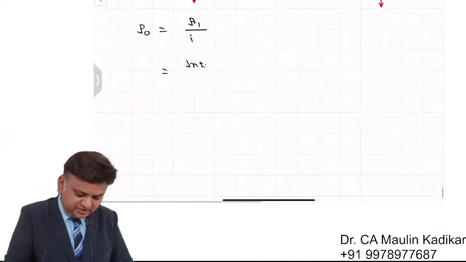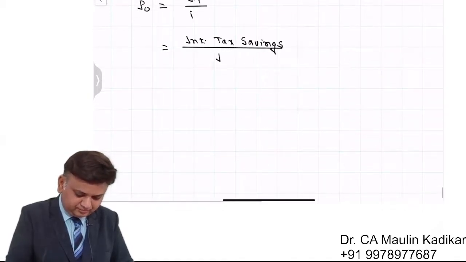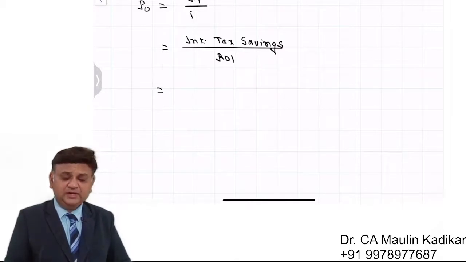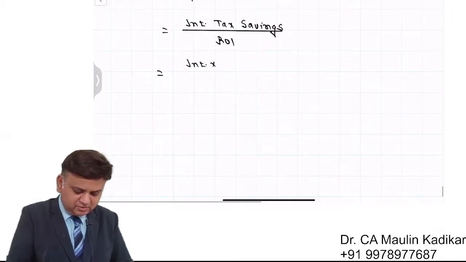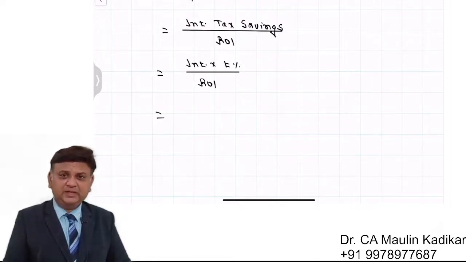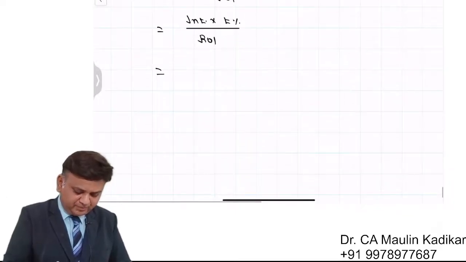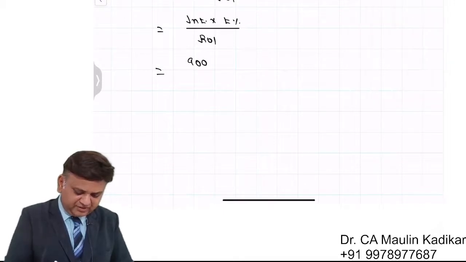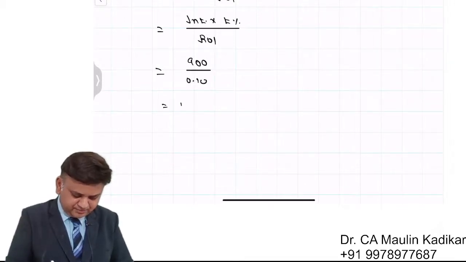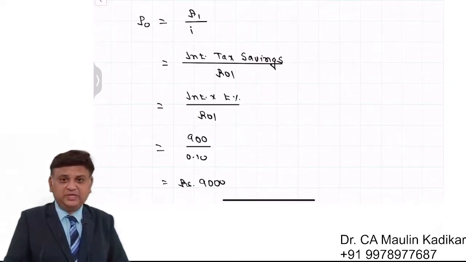So it is the interest tax saving divided by the rate of interest. The amount of the interest tax saving is calculated as interest into tax rate, divided by rate of interest. The amount of interest into tax rate is the interest tax saving which we have found over here. It is 900. So it is 900 divided by rate of interest, which is 10%. That comes to rupees 9,000. This is the way we can compute the answer.